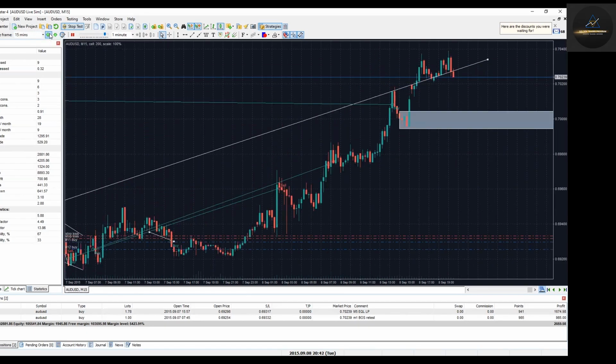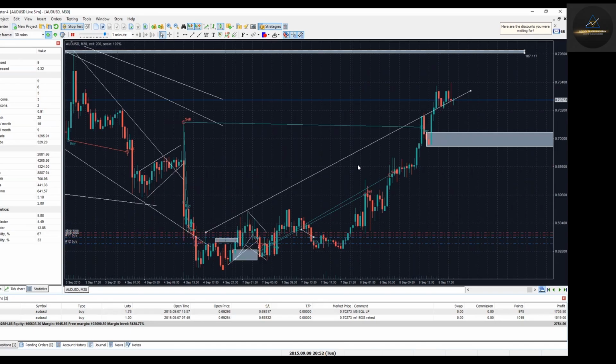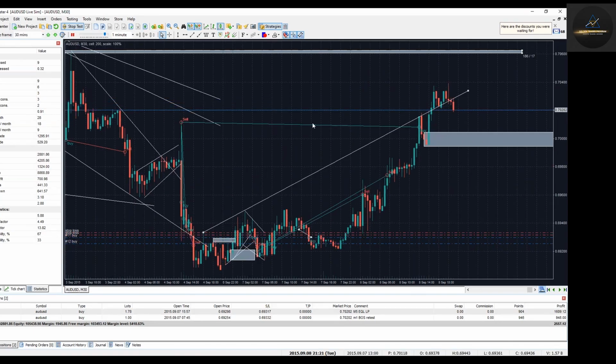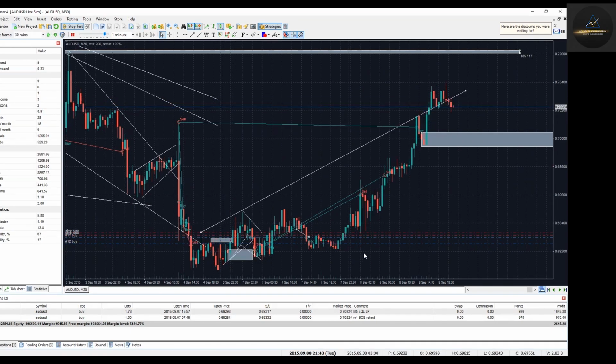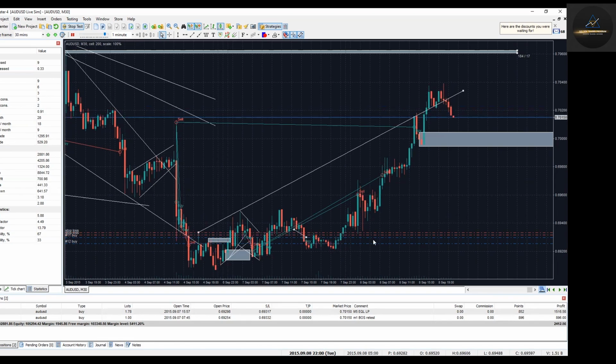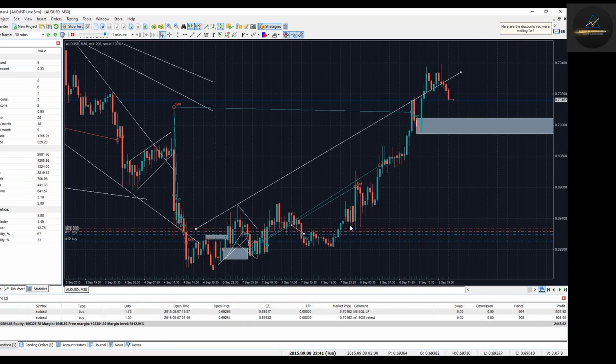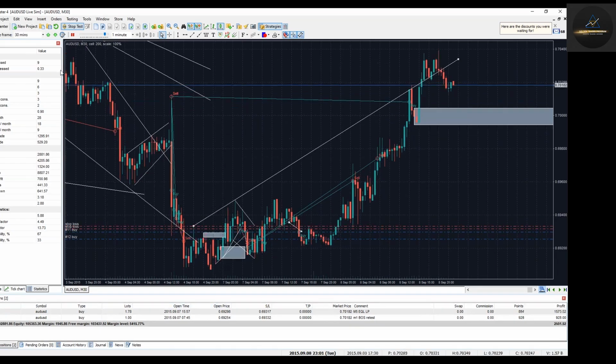So let me zoom out. We're getting a bit of a reaction from here. That's normal, but I feel these longs are at a very good level, so I'm going to hold on to those. In fact, I should be banking some more profits. Let's pause this.